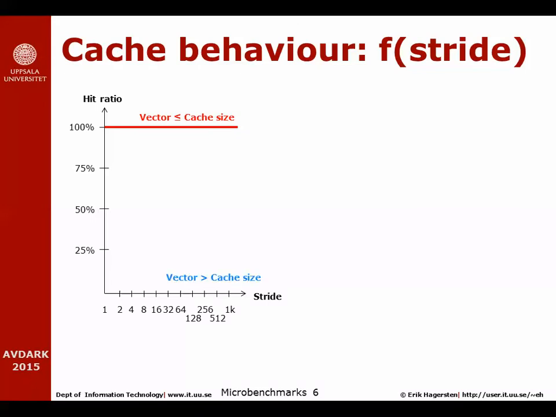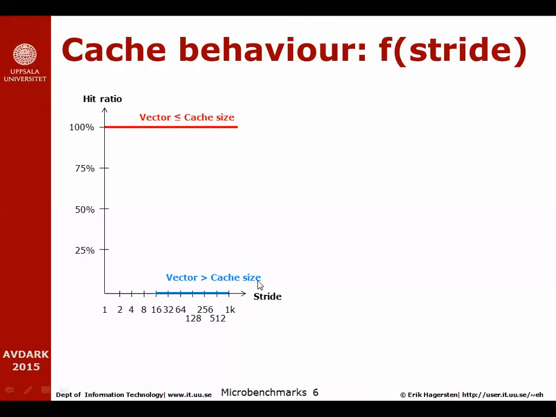However, if we have a vector that's larger than the cache size, we expect there to be a 0% hit ratio if the strides we take are large enough. Okay, so if we take strides, in this example here, of 16 and larger, then the hit ratio is 0%.